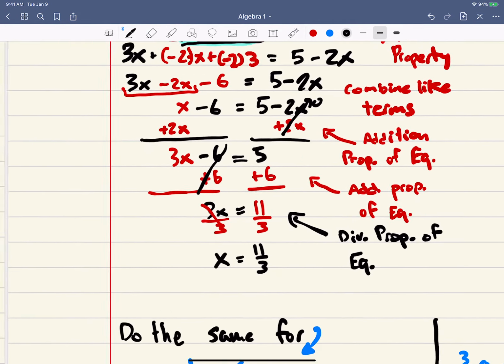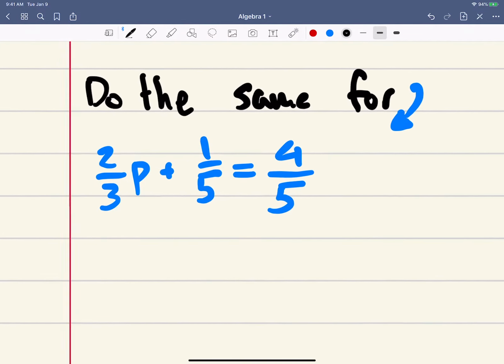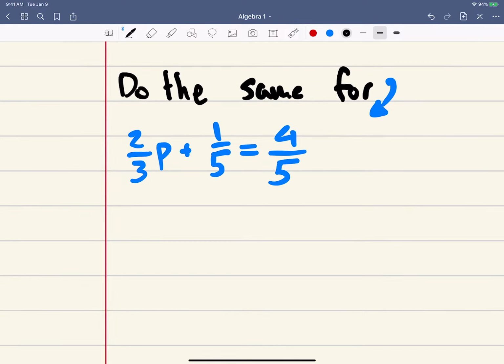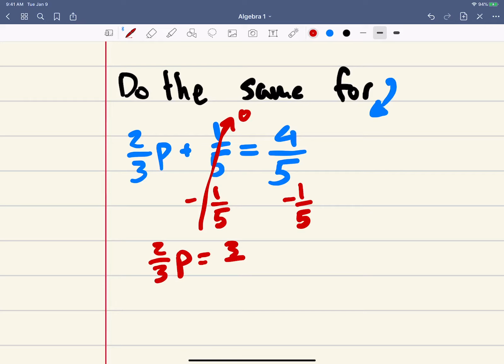Okay, all right. So we're just going to go and do another example here. We're going to do the same thing for this one, but this one's a little bit easier. We want to solve for p here. So you see you have this part right here. We're going to get this part by itself, so that means we got to get rid of this plus 1/5. How do you get rid of plus 1/5? We're going to do minus 1 over 5 on both sides. This is going to go away. That's 0. And you're going to get 2 over 3p is equal to 3 over 5. This is the subtraction property of equality, right?